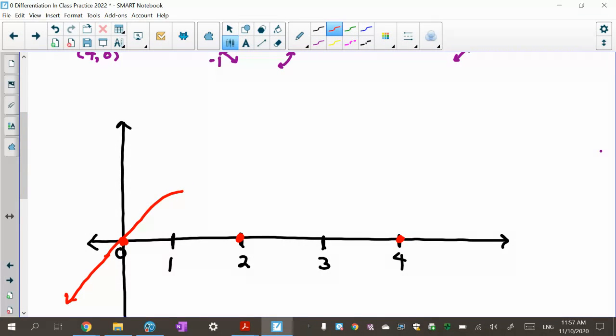And then I know it has to come down through 2 because this point's here. So I'm going to come down through 2. Then they said at 3, I also have another turning point. So I'm going to come down here. And then I have to go through this point at 4. And then it said it's going to go to infinity after that. So that's how I sketch it.